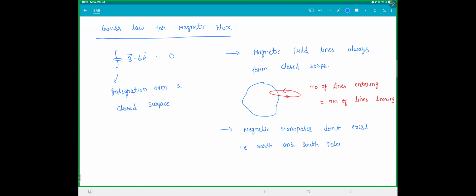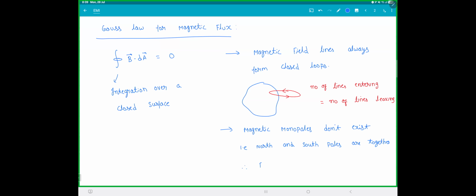I think, but 4 5 years back, they did actually find these monopoles in a very low temperature surface and all. Hypothetical thing, we'll not get into that. So for normal things, it works. In some extreme conditions, they did actually find.